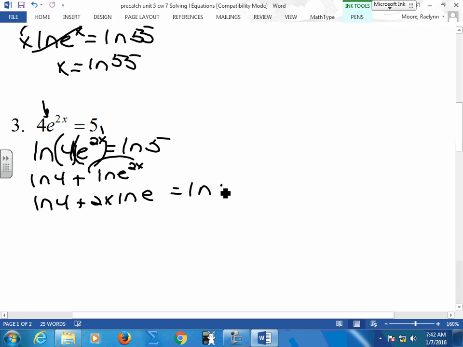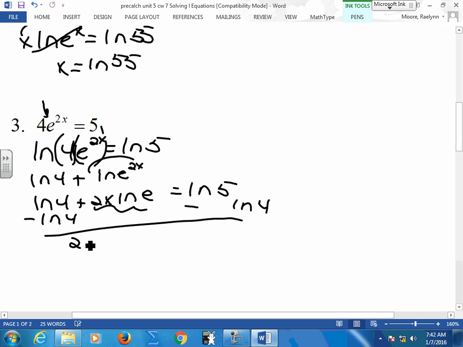And then this is ln 5. And can you subtract ln 4 from ln 5? Yep. So we're going to subtract this and isolate this guy. But you can't do 5 minus 4. The ln belongs with the 5. You have to leave it like that. You can't do 5 minus 4.